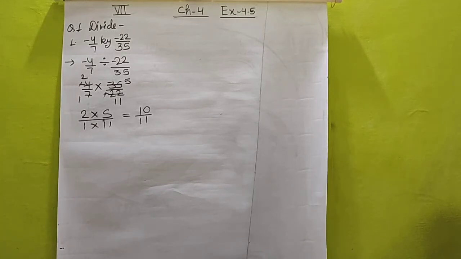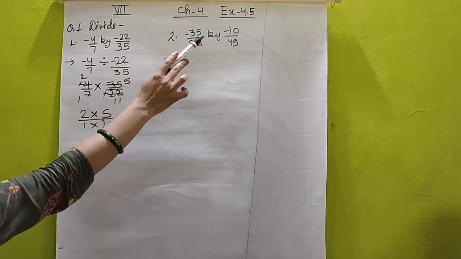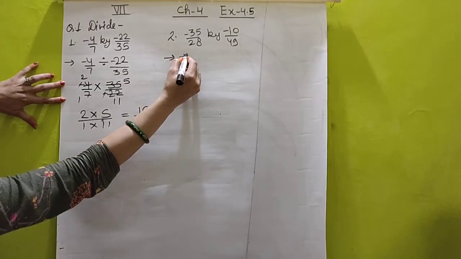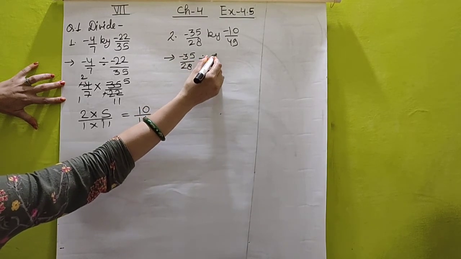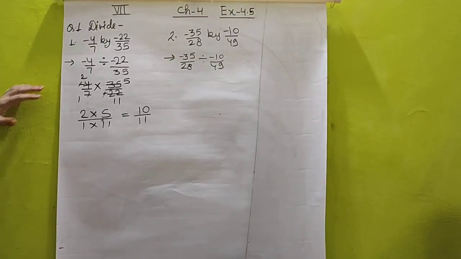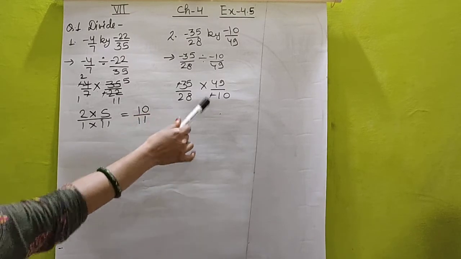Now students, second part. The second part is minus 35 upon 28 divided by minus 10 upon 49. So here, minus 35 upon 28, I will put the divide sign, minus 10 upon 49. Now I will take the reciprocal, then again I will use the cutting method. Here I have cut this minus sign with the minus sign.